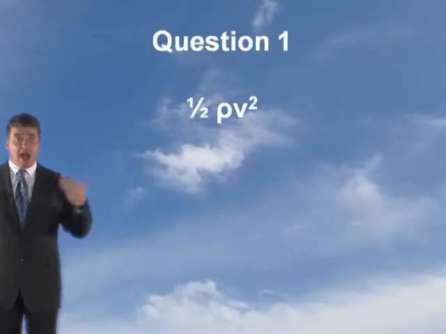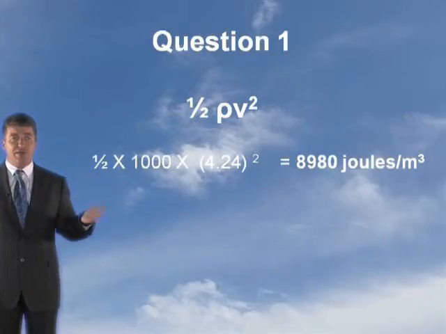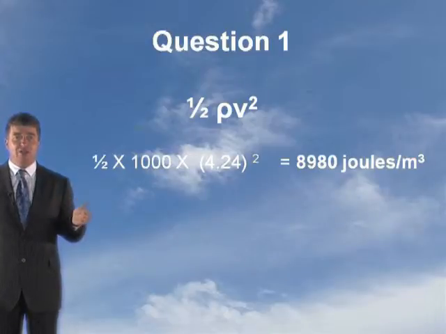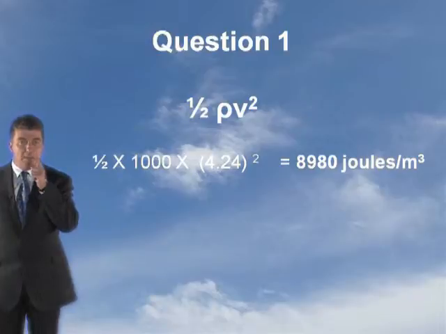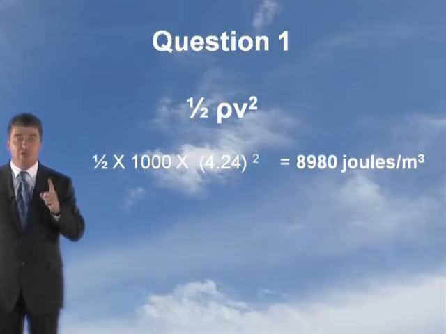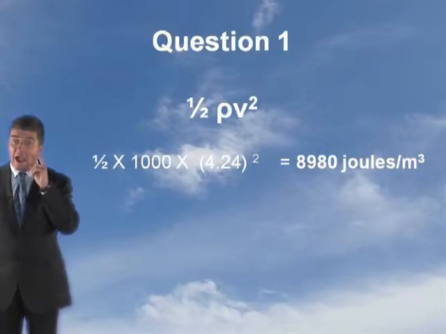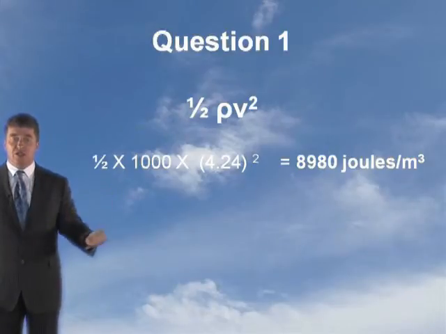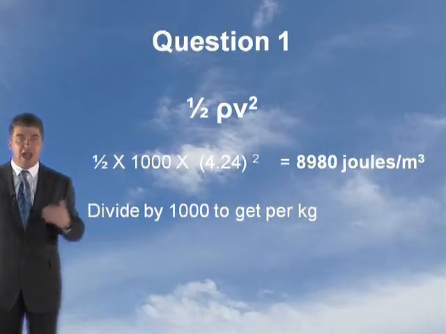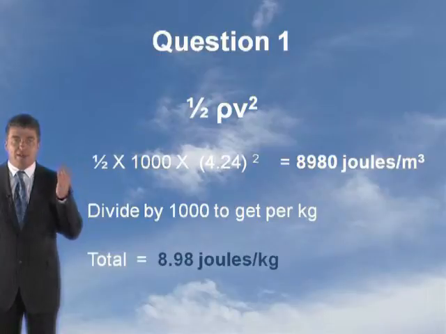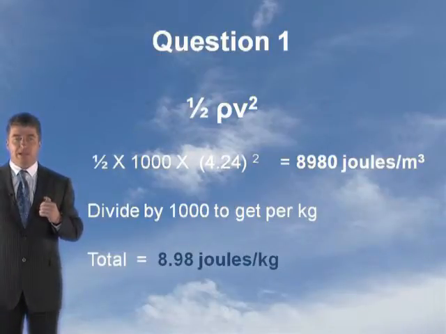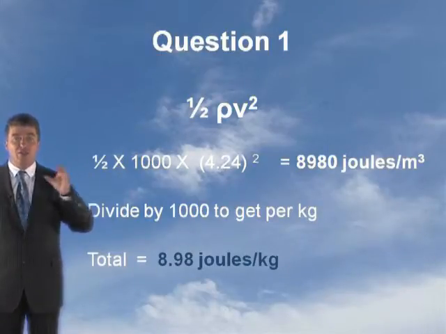Then all you do is substitute in the formula, half rho V squared. This gives you a half times 1,000 times 4.24 squared, which gives you 8,980 joules per metre cubed. Don't forget, the question's asking you energy per kilo, so all you do is divide it by 1,000 and it gives you 8.98.